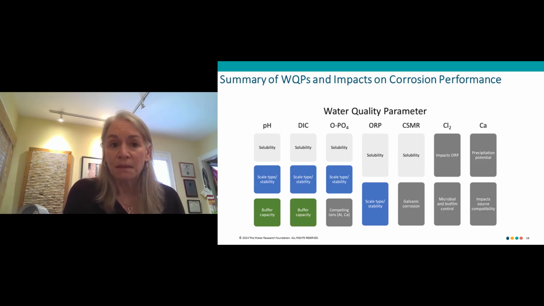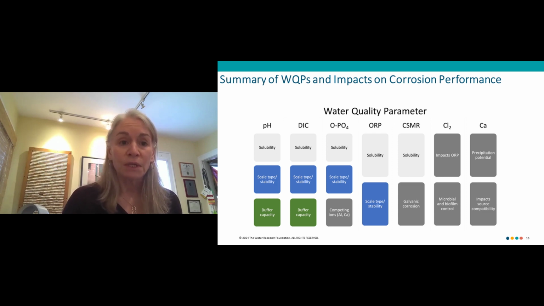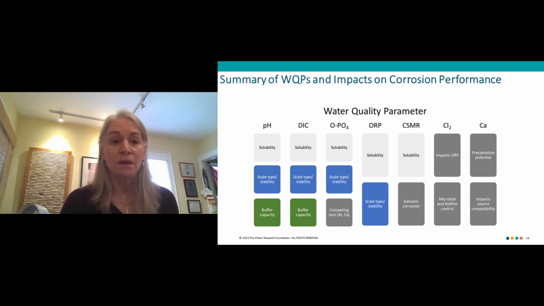So the manual is not meant to be a treatise on corrosion control theory. We tried to keep things high level, make the chemistry approachable. There are certainly references to other manuals and research foundation studies where we can get all the detailed information on corrosion theory. But here's an example of some of the information that you could be considering if you're thinking of a source change or a treatment change. We listed some of the key water quality parameters here. We have pH, DIC (dissolved inorganic carbon), orthophosphate, ORP (oxidation reduction potential), CSMR (chloride sulfate mass ratio), chlorine residual, and calcium.